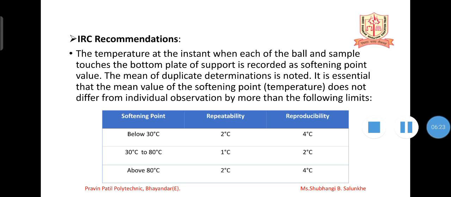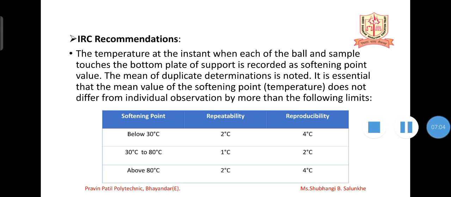It is essential that the mean value of the softening point, that is temperature, does not differ from the individual observation by more than the following limits. Means if you are performing the softening point test on the same sample 2 times, then the result should not differ by more than the given table. That is, if the softening point is below 30 degrees, and you repeat the same procedure, then it should not differ by 2 degrees.